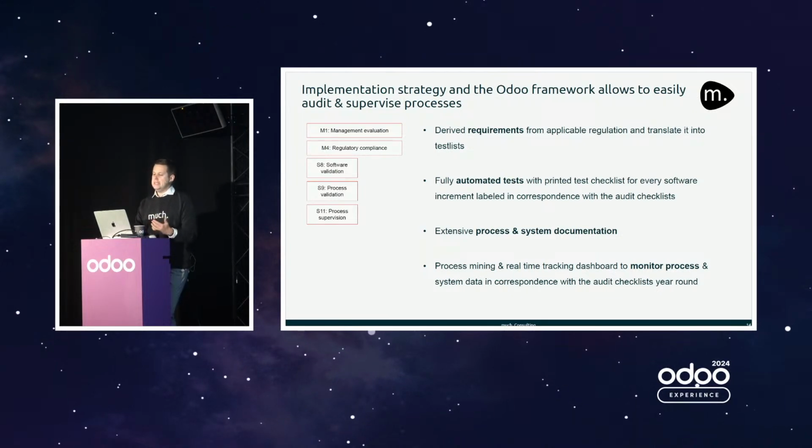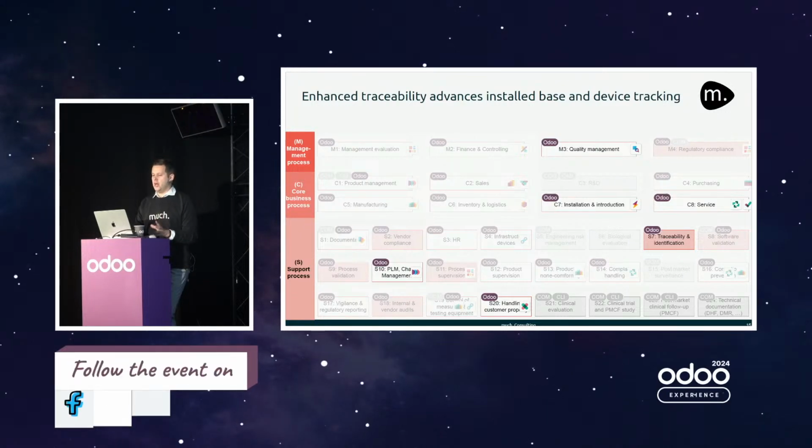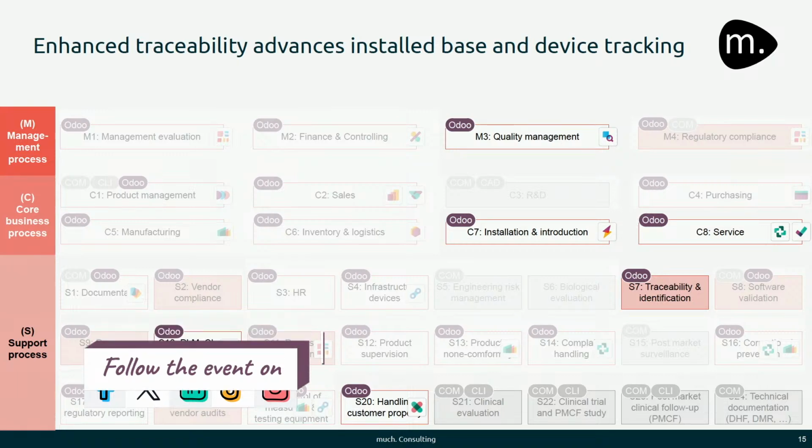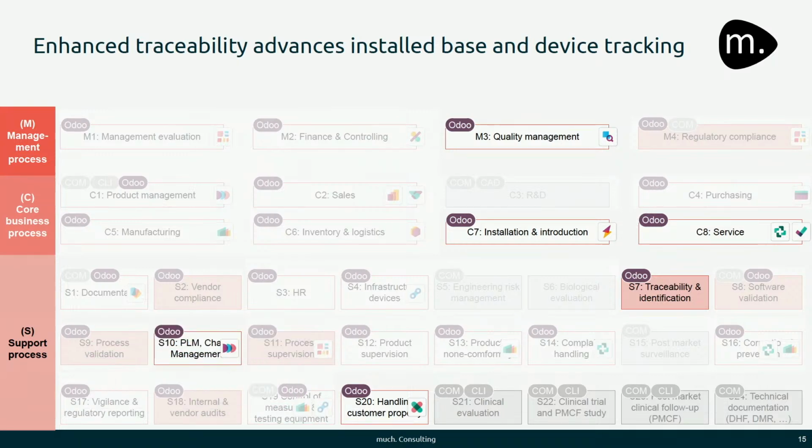Now, we're going to look in two more specific processes. One is enhanced traceability. So this is especially if you have hardware or software, if you update software, if you change parts, but also if you have a full manufacturing process in Odoo. This touches a lot of the different processes that I showed earlier. Obviously the quality management, installation, service, PLM and change management. And then obviously the customer handling if they have requests and we service.